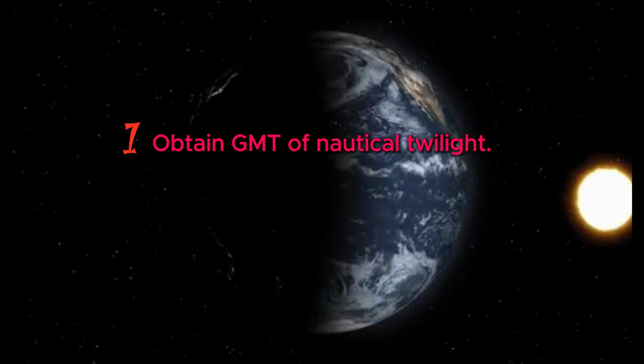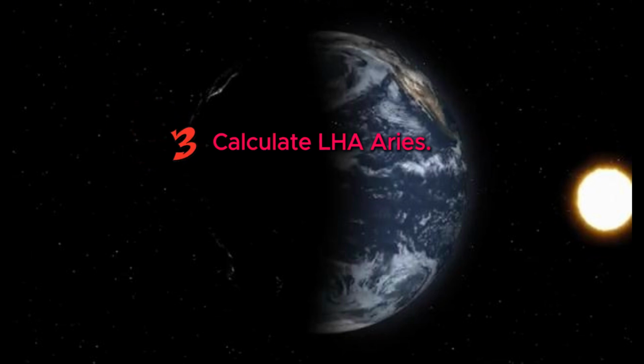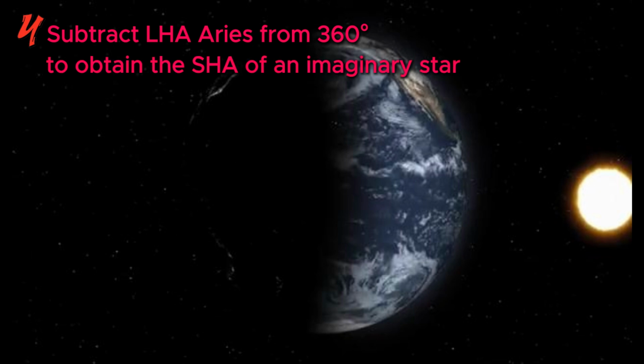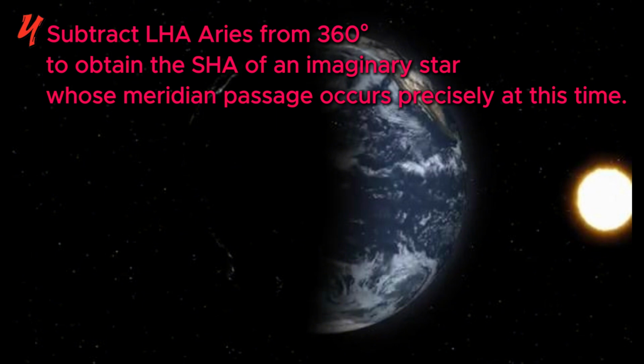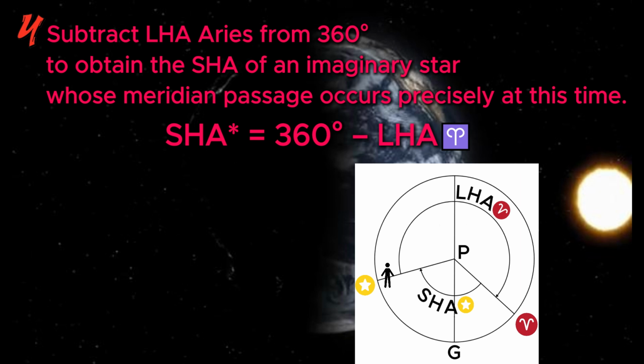Procedure for identifying a suitable star for meridian altitude at twilight. 1. Obtain Greenwich mean time of nautical twilight. 2. Obtain DR longitude for this Greenwich mean time. 3. Calculate local hour angle Aries. 4. Subtract local hour angle Aries from 360 degrees to obtain the sidereal hour angle of an imaginary star whose meridian passage occurs precisely at this time. Sidereal hour angle star equals 360 degrees minus local hour angle Aries. This equation is derived from the following relationship at meridian passage.